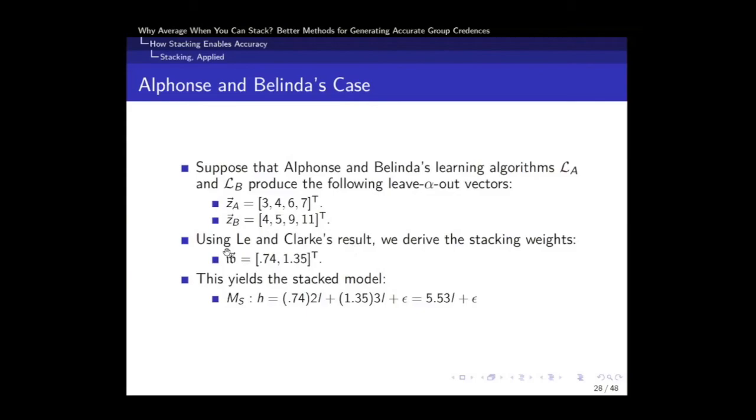Using Le and Clarke's results, we can derive the stacking weights 0.74 and 1.35, and notice that these stacking weights don't sum to 1. Indeed, there are other scenarios where they might not even be positive. And so we're using that much larger space of aggregations to our benefit here. This gets us a stacked model where we multiply the weight vector by the vector containing the individuals' predictions, and we get the result that you should expect there to be 5.53 hairs for every lynx observed in the forest, and then we tack on the error term. So this isn't perfect. It's not getting us all the way to the true model, but it's getting us much closer than any mean of Alphonse and Belinda's models could do.